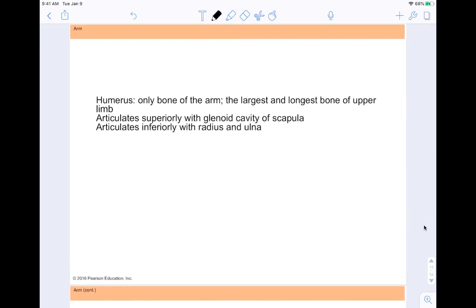Okay, so the humerus starts off the upper part of your arm. It's the only bone of the arm. It's the largest and longest bone of your upper limb. It articulates superiorly, so at the top with the glenoid cavity of the scapula, which is where we just said that's how your arm is attached to your shoulder. Okay, and then you have your radius and ulna that are going to be articulated with inferiorly. So these two bones come to make up your forearm underneath the humerus.